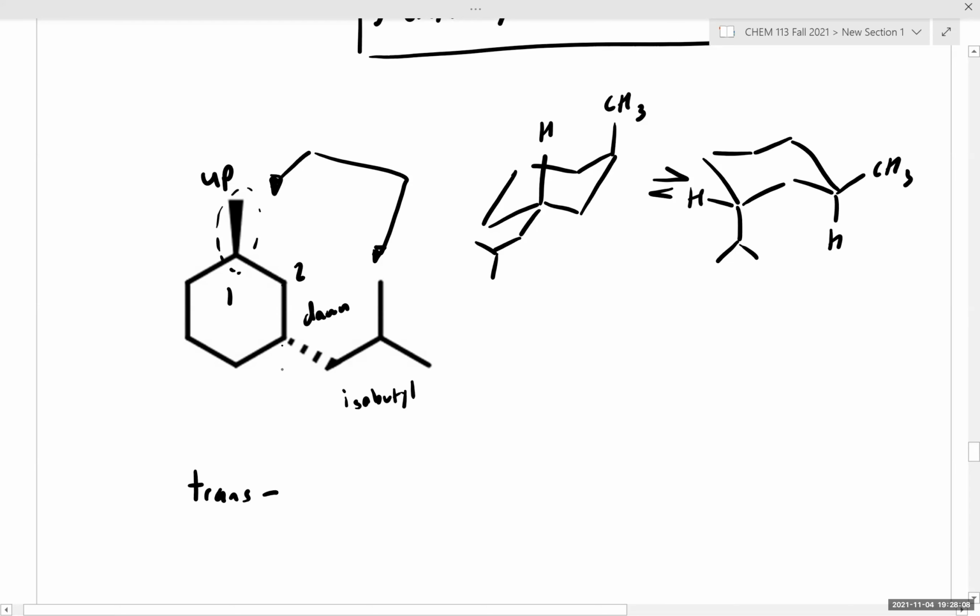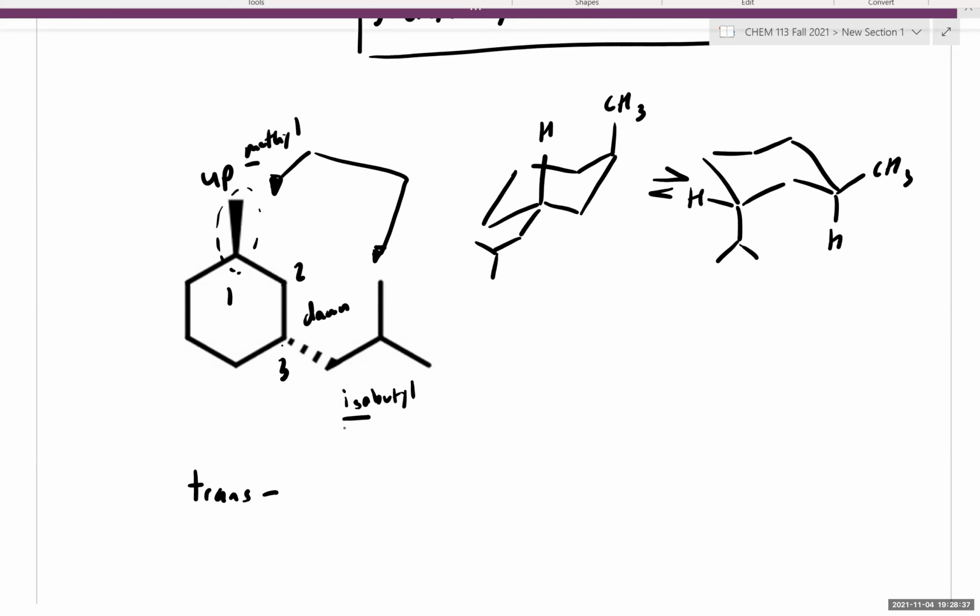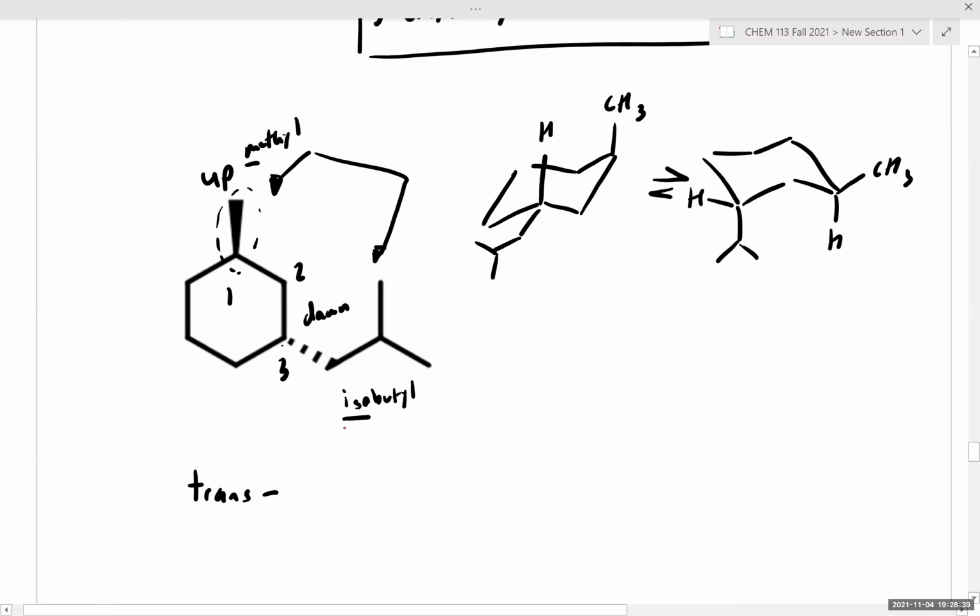So we have 1, 2, 3. So we have a choice between placing our methyl group and our isobutyl group first. So what's first alphabetically? Isobutyl or methyl? Iso is one of the few prefixes that is actually counted. So what's first alphabetically? Isobutyl or methyl? I is first compared to M. So isobutyl will be first alphabetically.